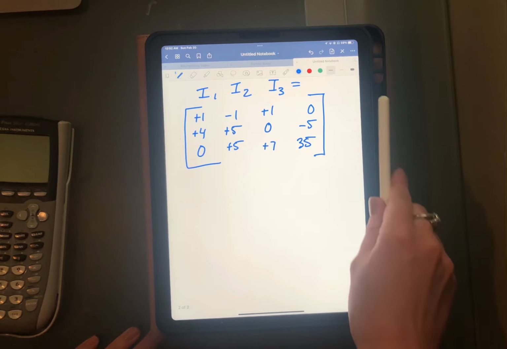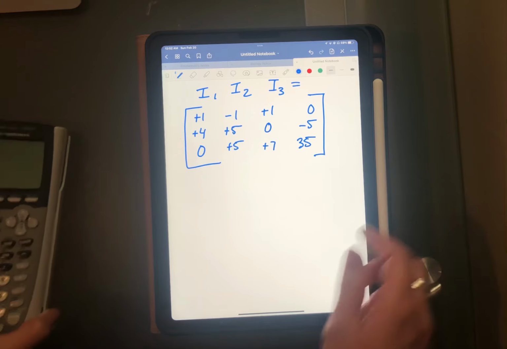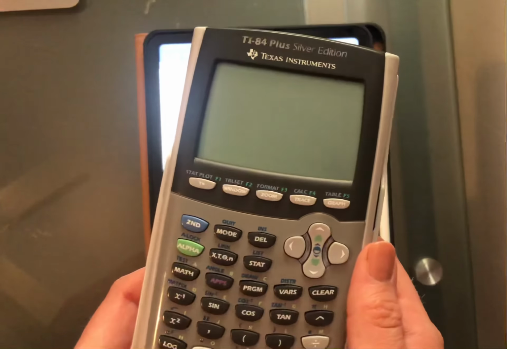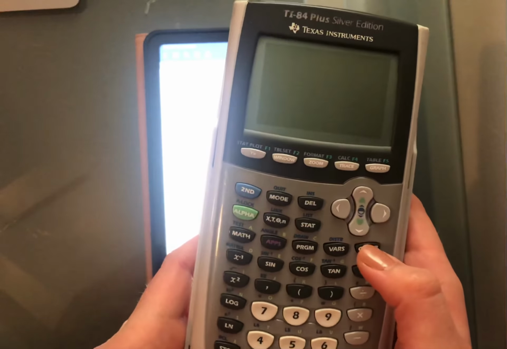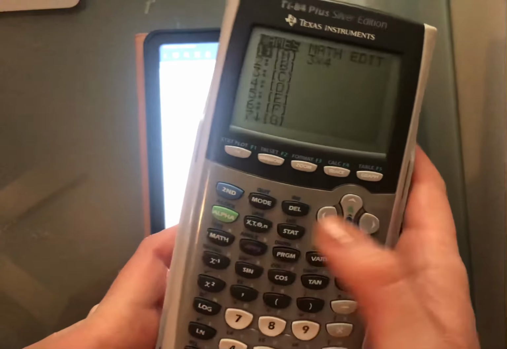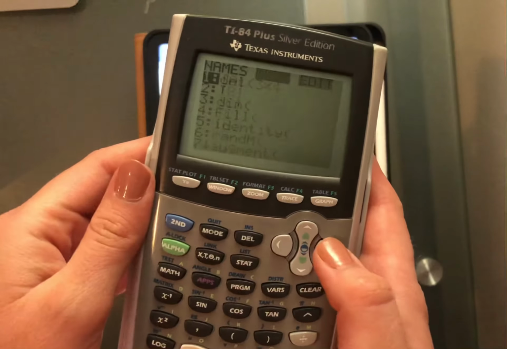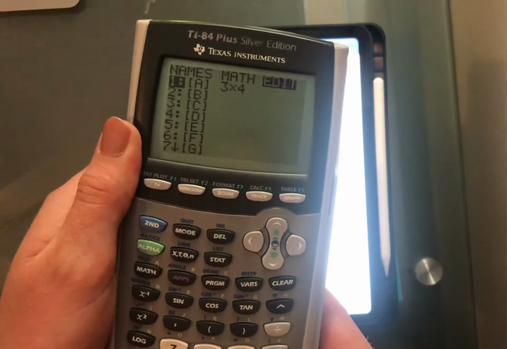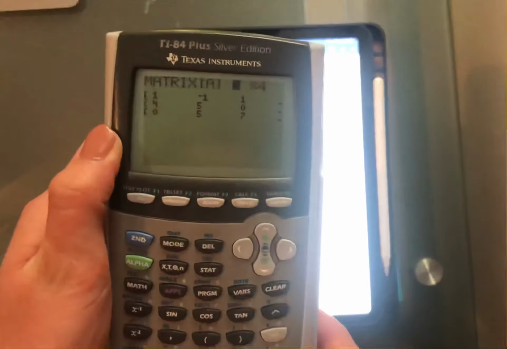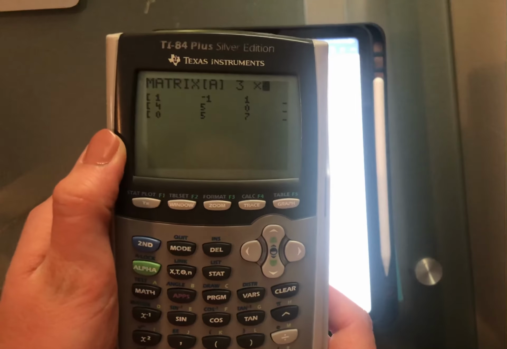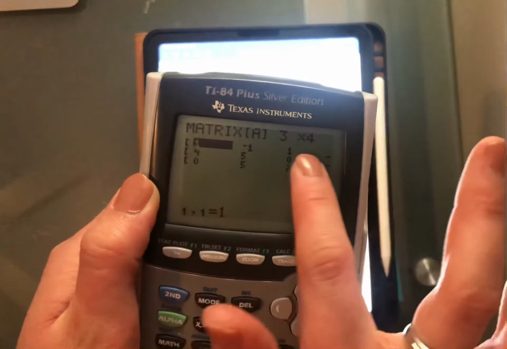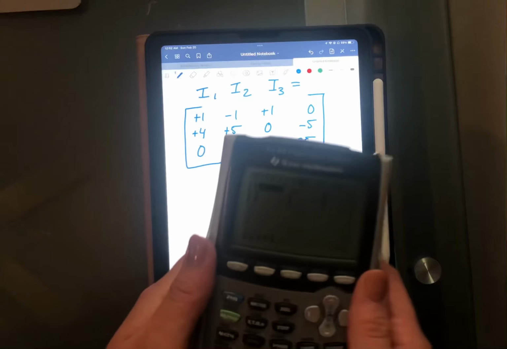Okay, so now we're all ready to put it in our calculator. I have a TI-84, so what you're going to do is turn it on, second matrix. You're going to go over to edit. It's selected on 1, hit enter. So for these 3 equations, we're going to do 3. So 3, enter, 4, enter. And now we're ready to just type it in the way that we've written it.